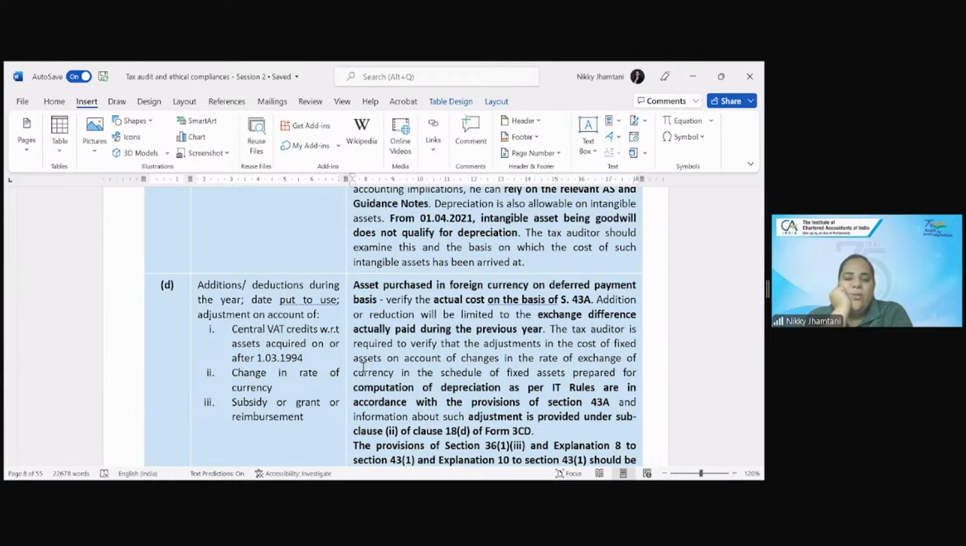The tax auditor is required to verify that the adjustments in the cost of the fixed assets on account of changes in the rate of exchange of currency in the schedule of fixed assets prepared for computation of depreciation as per IT rules are in accordance with the provisions of 43A, and information about such adjustment is to be provided in clause 18D2 of form 3CD.